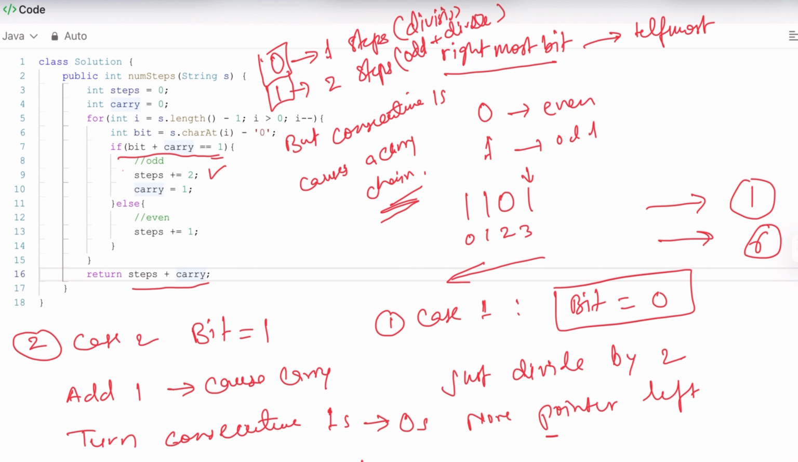So very first we have to find the bits, and then check if it is equal to 1, which means we add 2 steps, otherwise 1 step, right? So instead of modifying the string, take a carry and do it that way. This is what we have in this video, guys.